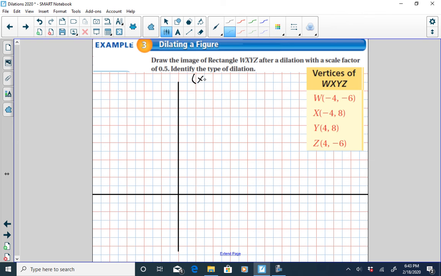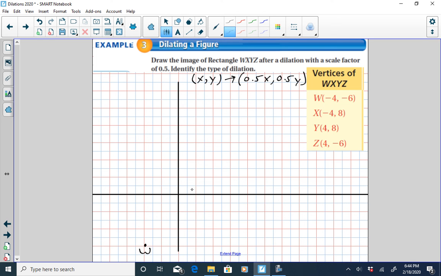Right, so let's start with our rule. X comma y goes to 0.5 times x, comma 0.5 times y. Or you could have used 1/2 x, 1/2 y. That would have been fine too. Right. Let's start with our image because it does ask us to draw the original. So let's draw the original. W is at negative 4 and negative 6. There's negative 4, 2, 4, 6. That's going to be W.